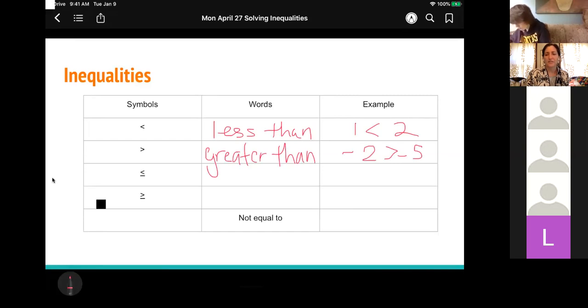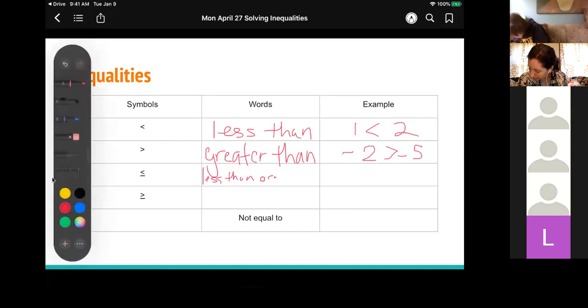All right, someone other than David. What does this next symbol mean when there's a little line underneath it? Less than or equal to. Less than or equal to, thank you. Less than or equal to.